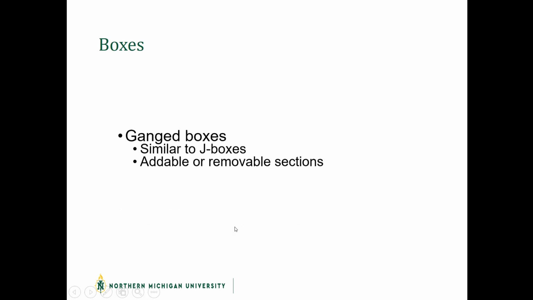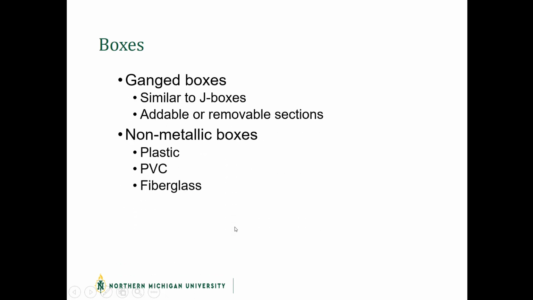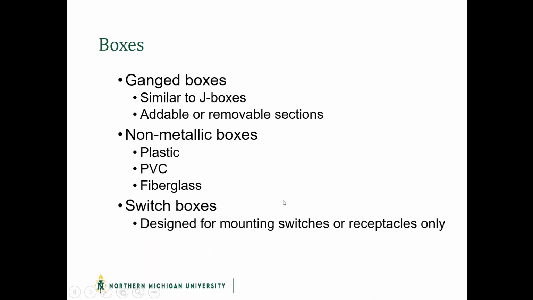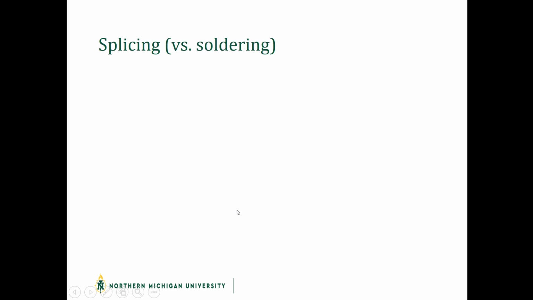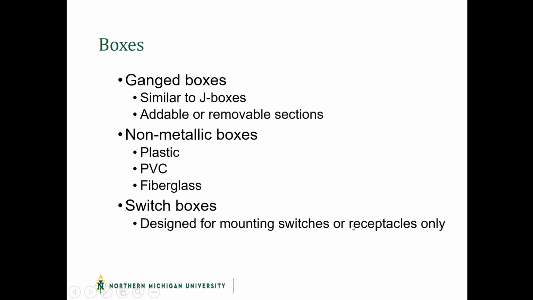All have different purposes. The term ganged box is basically the same thing as a J box, except we have addable or removable sections. So you can also have non-metallic boxes where we can have plastic or PVC or some sort of fiberglass. Very common to use these kind of things nowadays. We can also have switch boxes, meant for just receptacles only, or for mounting switches or receptacles.